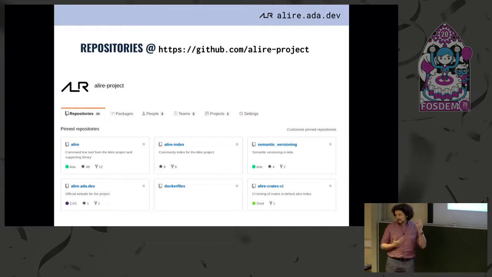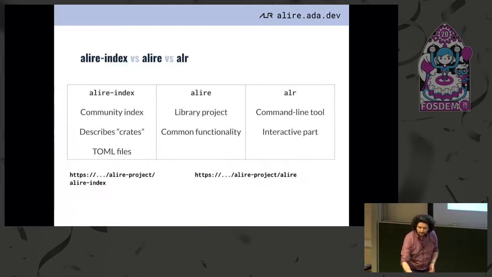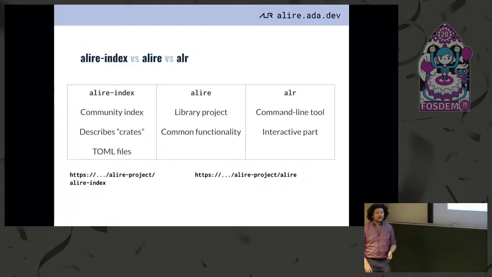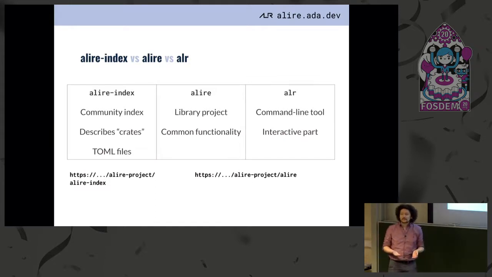For starters, the project is in GitHub. There are several repositories that you can find there, all under the umbrella of the Alire project. And they contain the community index, the main executable and library, and other supporting projects. And here, a note about terminology. In the Alire index repository, we have the community index. What does it mean? The community index is all composed of open source projects, contributed projects.